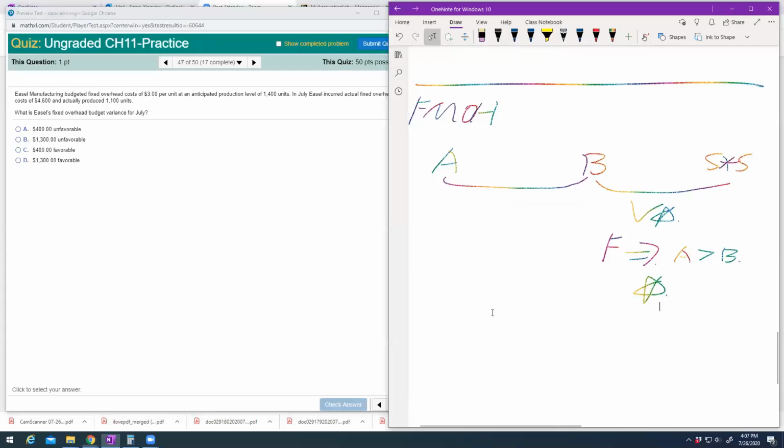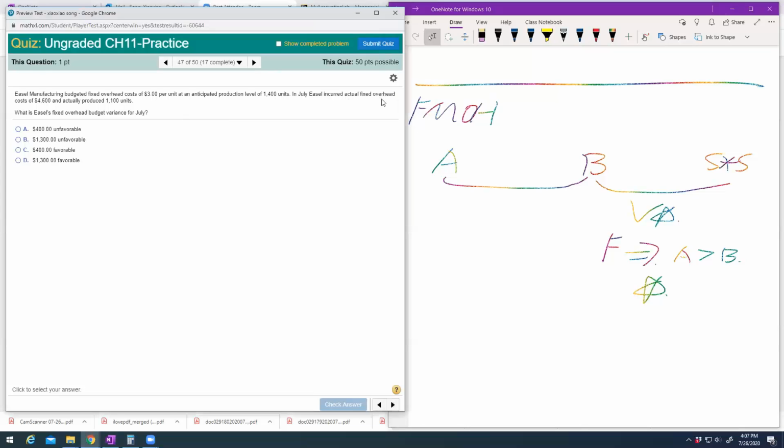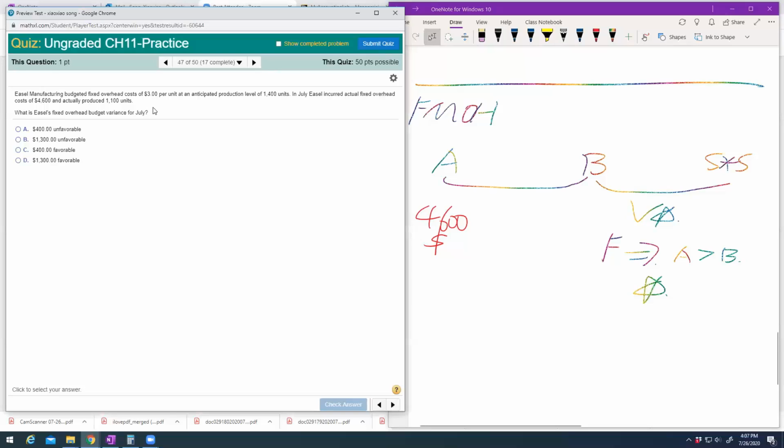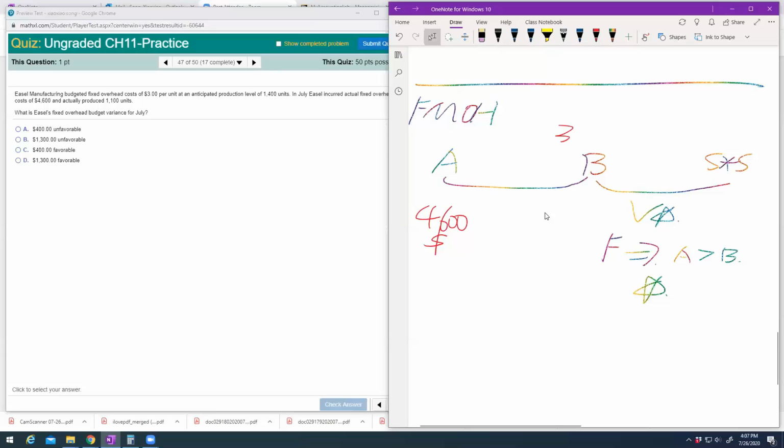We have some 3-4 questions. Okay, asking about fixed overhead budget variance. Budget variance is just the actual and the budget. That's all. So actual fixed overhead is $4,600. Budget is how much? Hold on. Budget fixed overhead is $3 per unit anticipated. Okay, so your budget is $3 per unit, and you have 1,400 units, so that will be 4,200.